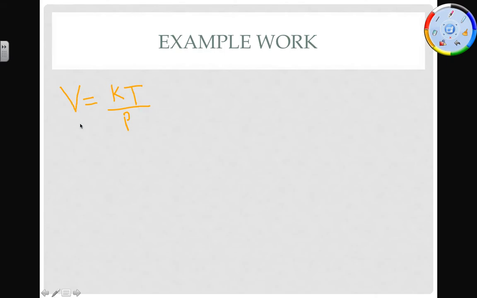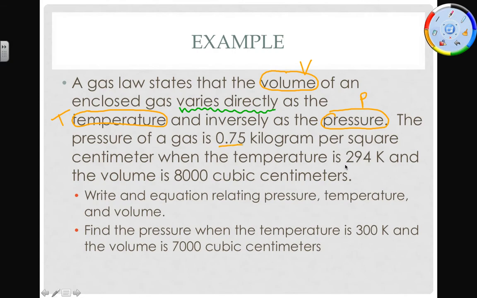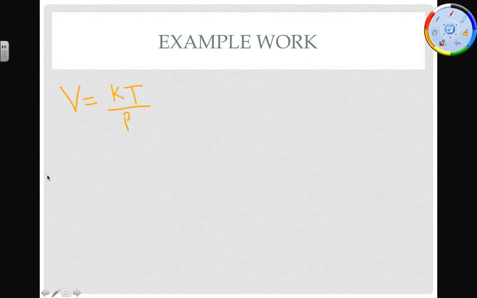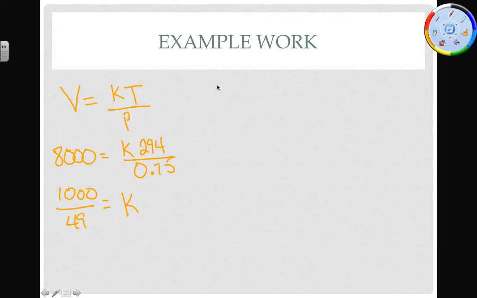If you look at this, I can count 4 different variables. So in order to solve for one, I need 3. And if you noticed back here, it gave us 3. It gave us a pressure, it gave us a temperature, and it gave us a volume. So I'm going to use those pieces of information to solve for K. So I know my volume is 8,000. I don't know K yet. My temperature is 294 Kelvin. Don't use the big K for Kelvin here. And my pressure is 0.75. I do a little bit of quick math, and I find out that this is equal to, you're going to hate me here, 1,000 over 49, which means the equation that I can use to solve for any problem now is V equals 1,000 over 49 times temperature over pressure. That's still K times T over P.